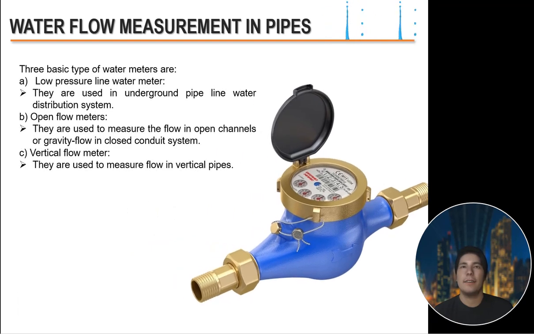So we have three basic types of water meter. We have this low pressure line water meter, which is usually used in underground pipeline water distribution systems. We also have what we call open flow meters, which are used to measure flow in open channels or gravity flow in closed conduit systems. And we also have the vertical flow meter, which is used to measure flow in vertical pipes. Okay.